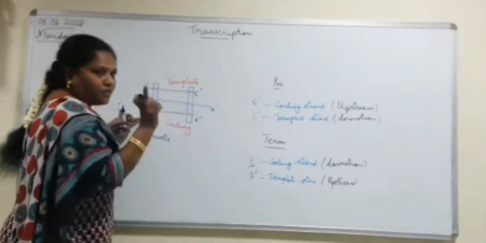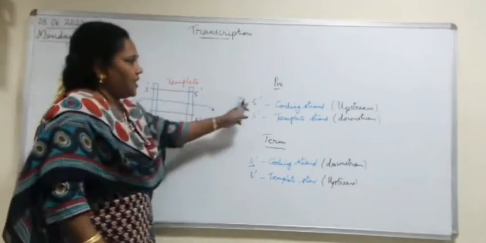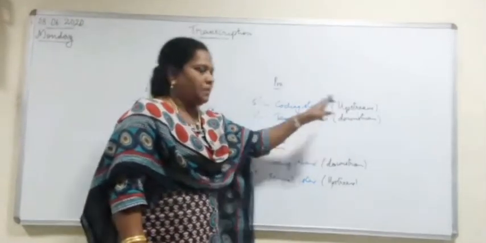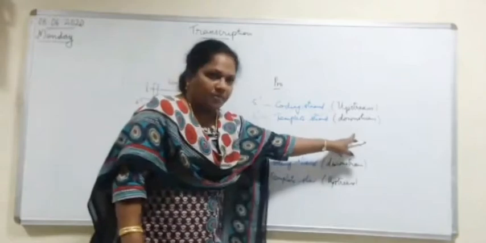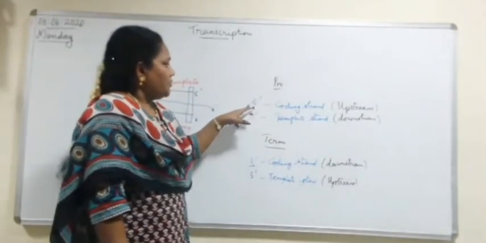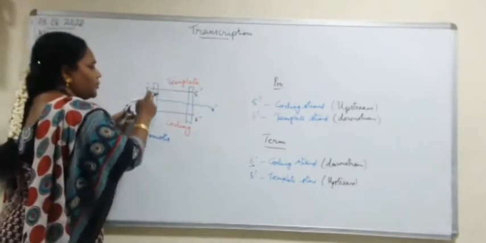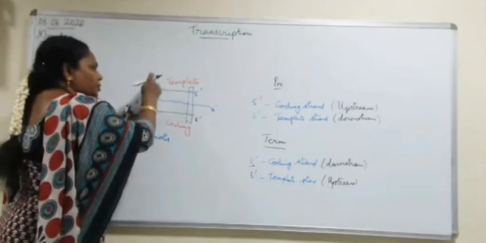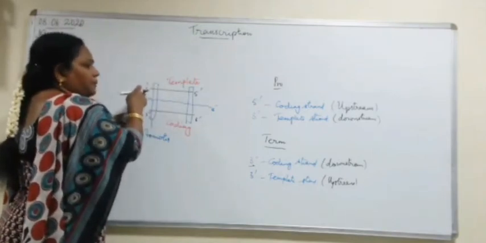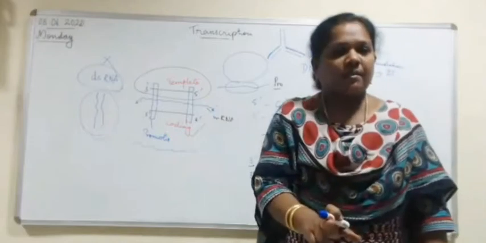In your textbook it is mentioned only for the coding strand. Be clear: the 5 prime end always refers to upstream, and 3 prime refers to downstream. Here we are talking about the promoter. When you talk about the promoter, the 5 prime end of the coding strand, which is upstream, will be the promoter. You can also refer to the 3 prime end of the template strand. Have you understood? One strand is being used as a template.